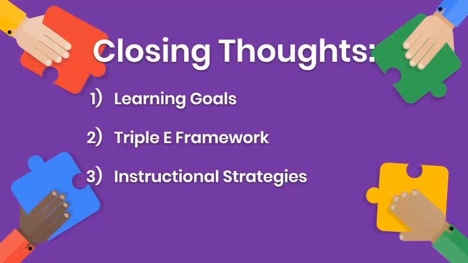So we wanted to wrap things up with some closing thoughts. So our first closing thought is the learning goals. So the learning goals is more important than the technology. Our second closing thought is the Triple E framework. So this is what will guide you as you are planning a lesson. And then our last closing thought is on instructional strategies. Instructional strategies can better leverage technology tools that do not meet all criteria of the framework.